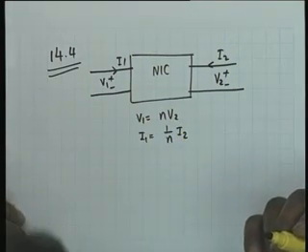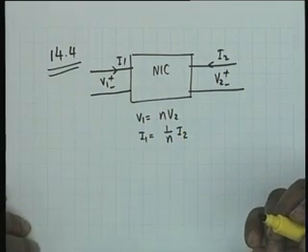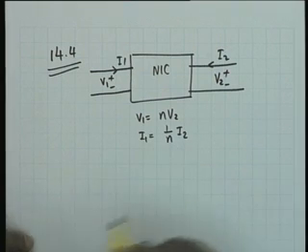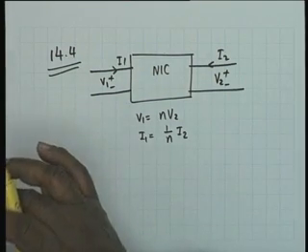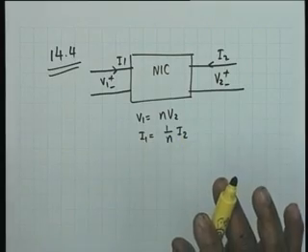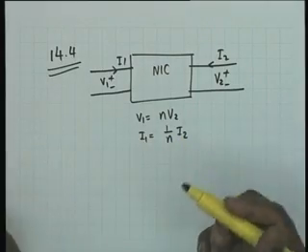Can you tell me what is the difference between an NIC and an ideal transformer? What is the difference? There is a minus sign. In the ideal transformer, it's simply a minus sign. That's all. Okay. All right. Now let's see how to calculate the S parameters.